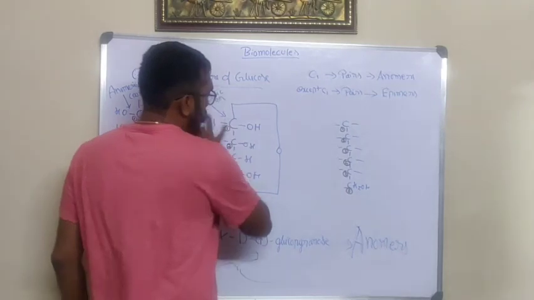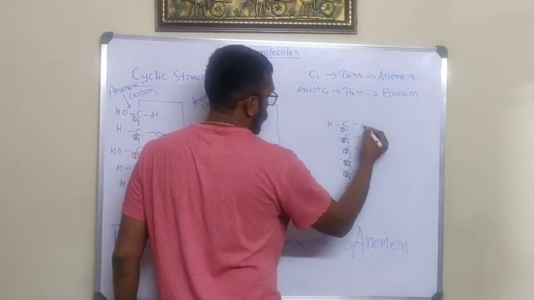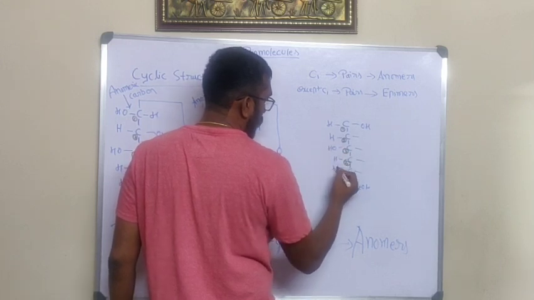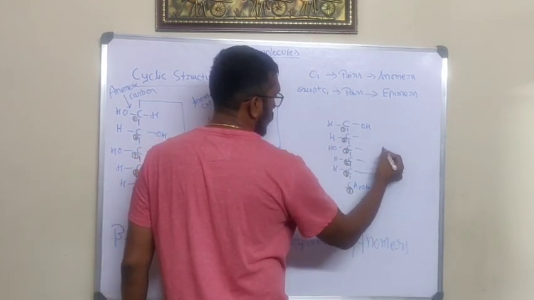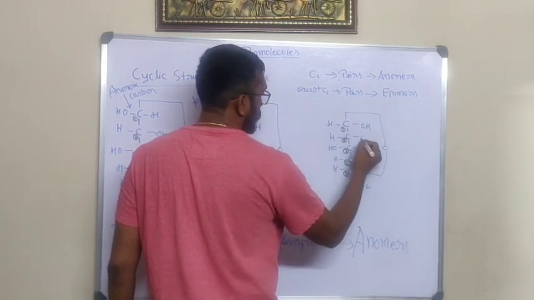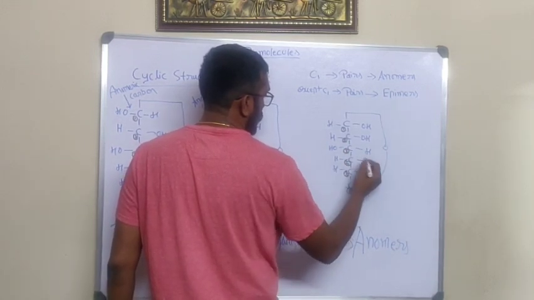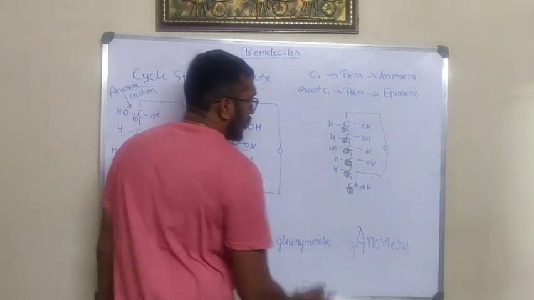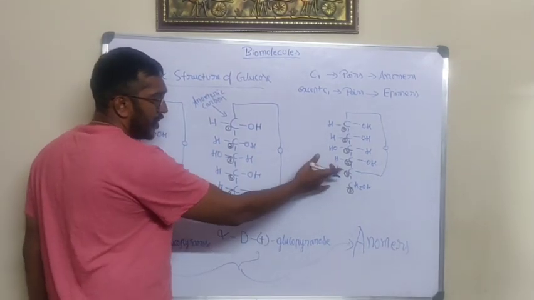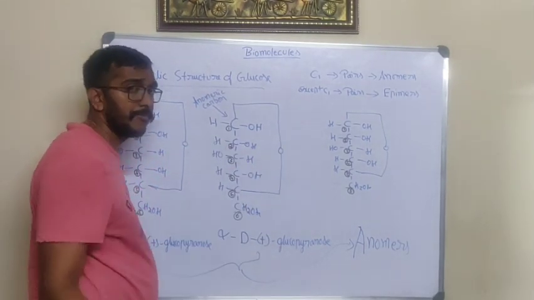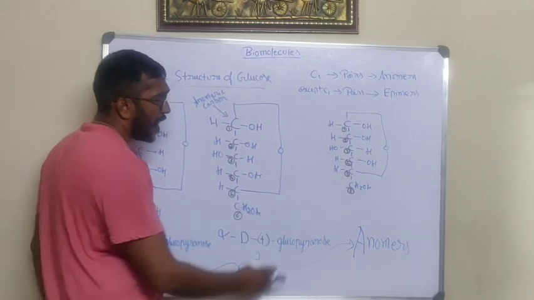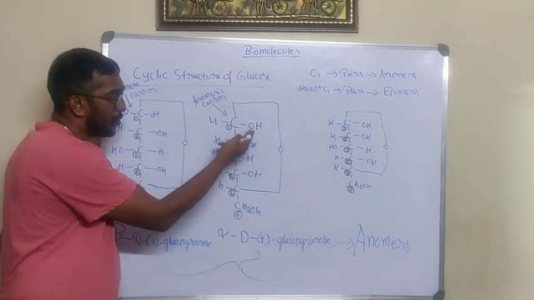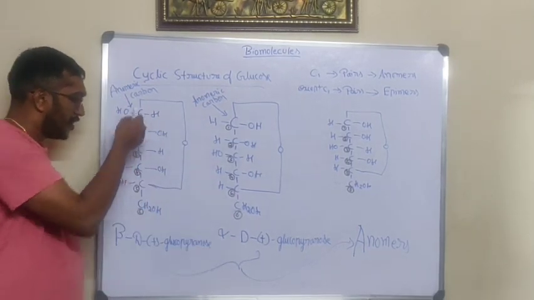So same structure, H, OH. So this here will undergo the bond formation. H means OH, OH means H, H means OH. Now both these structures are the same. Except carbon 1, if I change the position of the OH group and hydrogen group in carbon 1, we will get an anomer, that is beta D.